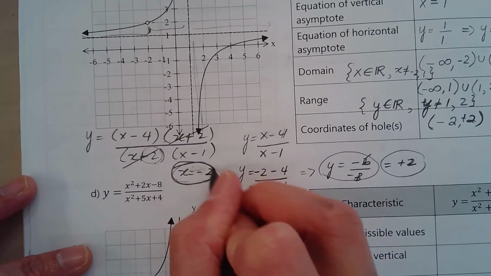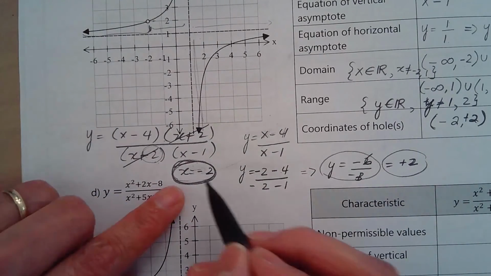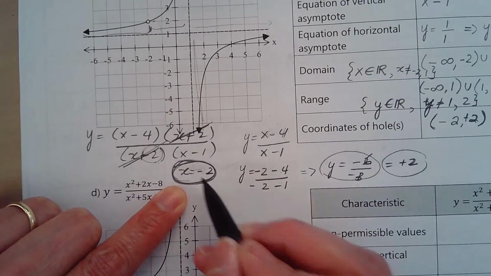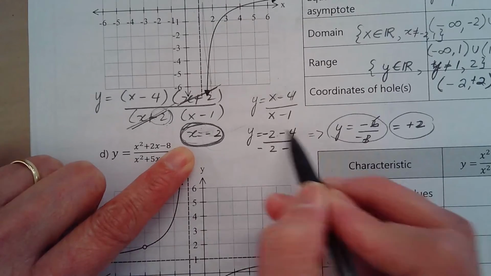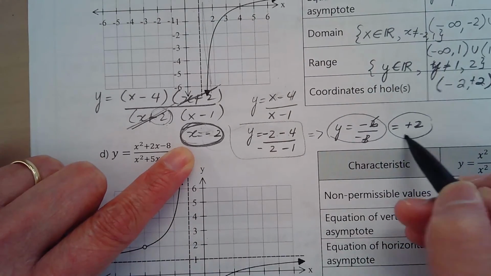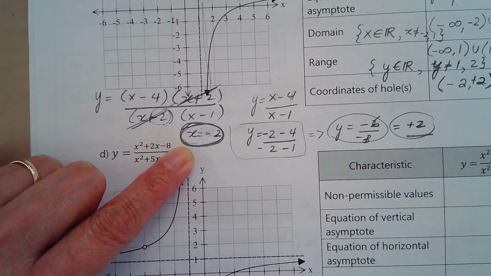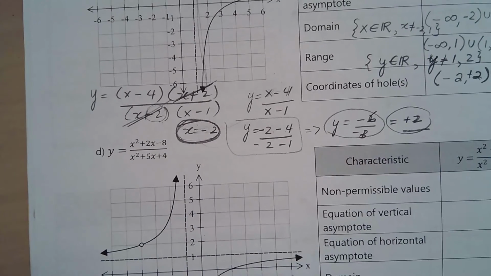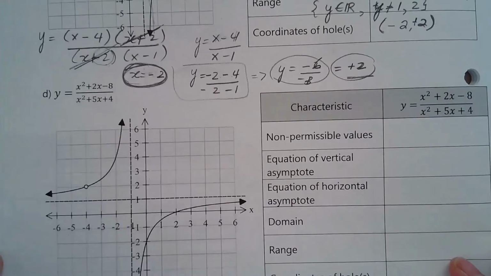So looking at the non-permissible value, the ones that you canceled out, you put in there, and then you work it out, and it's going to give us that one. Okay? Is that okay? We're going to try one more.